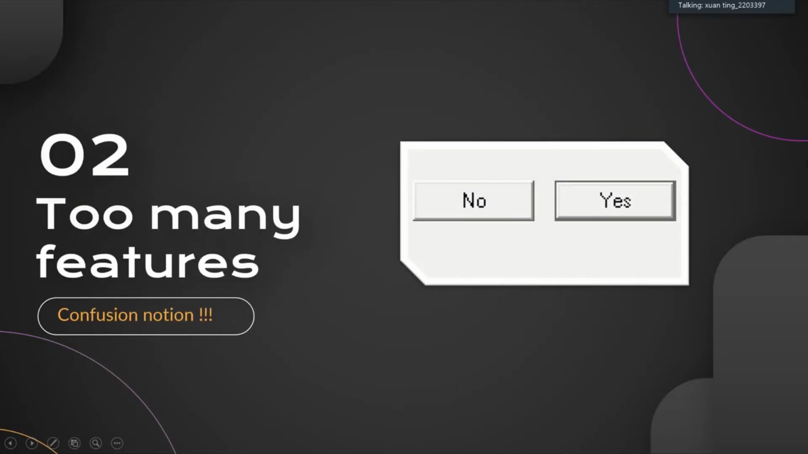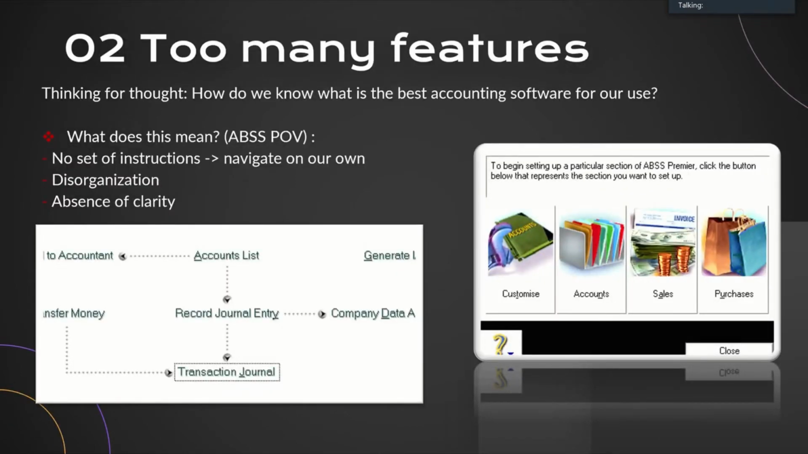And the second one is actually having too many features, which causes confusion. And again, why is that so? I understand that the software has been paid for us, but what if we were to seek out the best accounting application or software for us and chose ABSS, paying using our own money as students or accountants? And by finding out what we need, we actually have to find out first before investing in the software, picking up the right service packages.